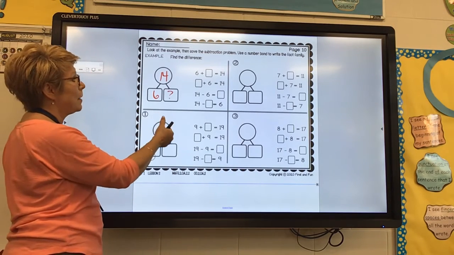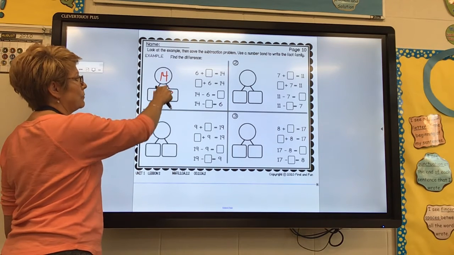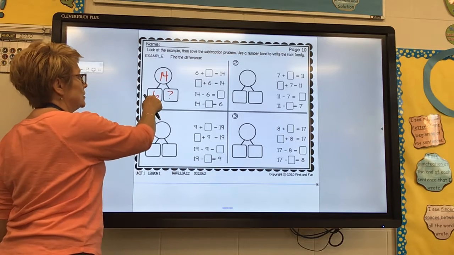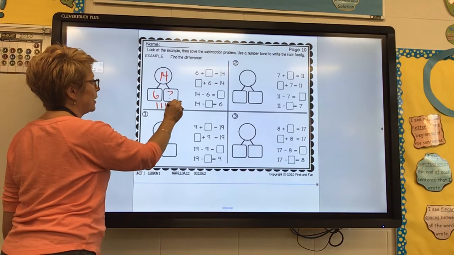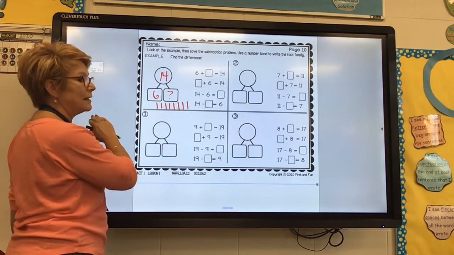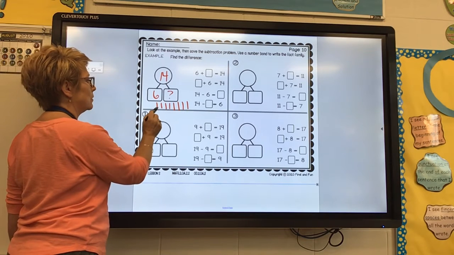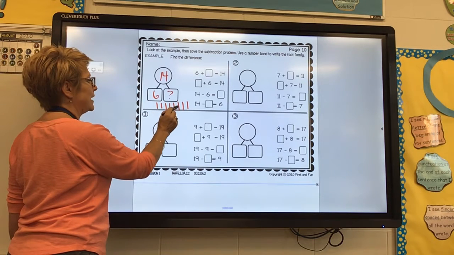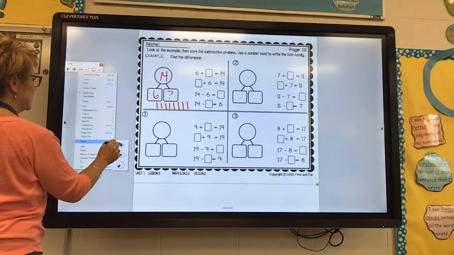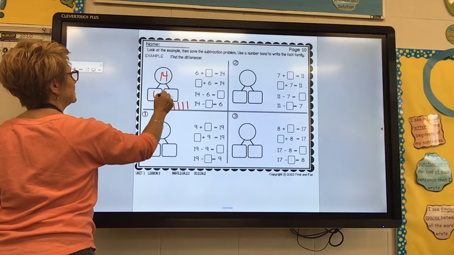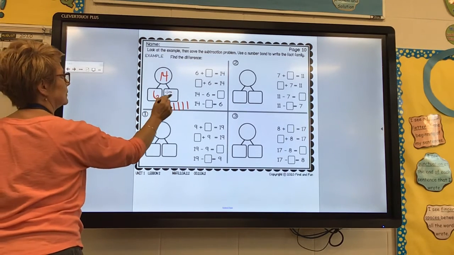So if I'm going to count up and I know my part, I'm going to start with my part, count up until I get to 14. So 6, 7, 8, 9, 10, 11, 12, 13, 14. And then I'm going to stop. What part am I missing? 1, 2, 3, 4, 5, 6, 7, 8. I'm missing my 8 part. So I need to come and erase this. And I need to go ahead and put my 8 part in.